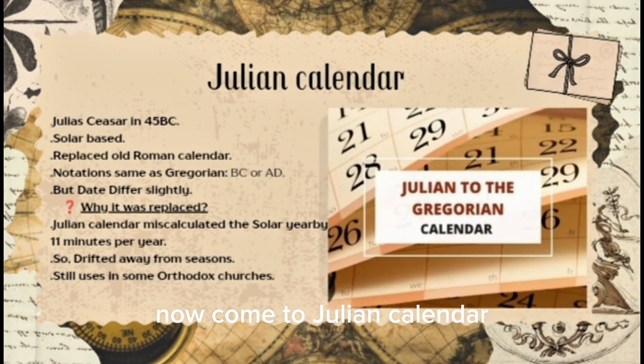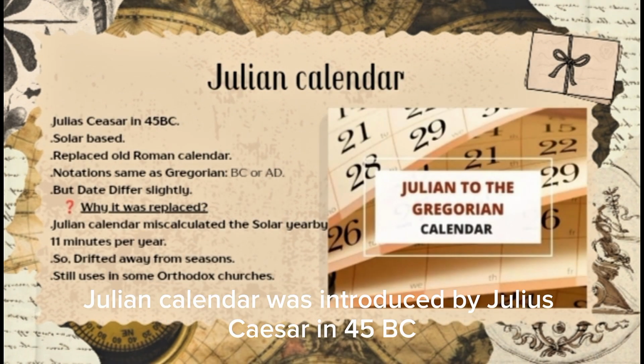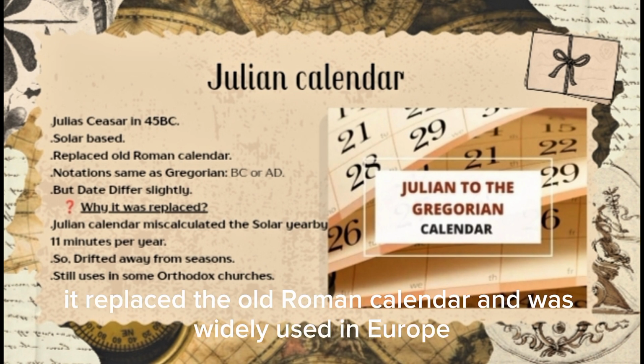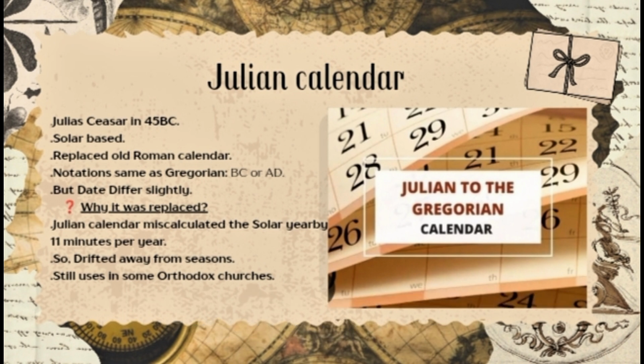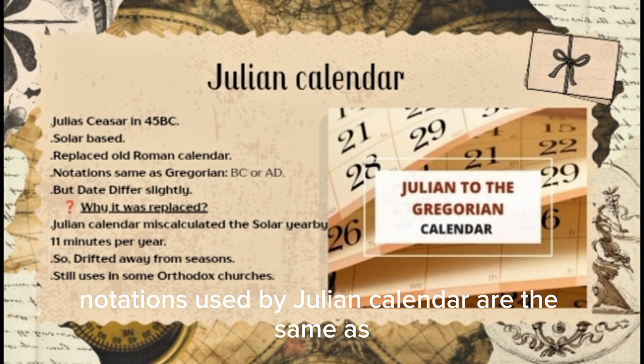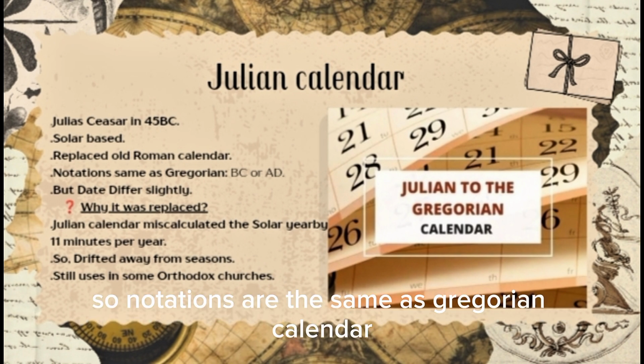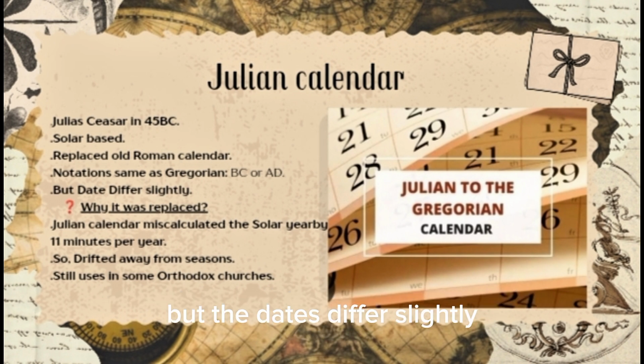Now come to Julian calendar. Julian calendar was introduced by Julius Caesar in 45 BC. It was a solar calendar based on the sun's cycle. It replaced the old Roman calendar and was widely used in Europe. Notations used by Julian calendar are the same as Gregorian calendar after Christianity spread. So notations are the same as Gregorian calendar but the dates differ slightly.